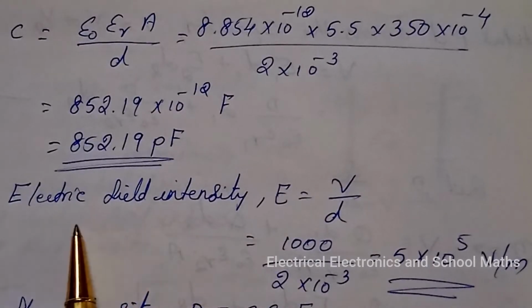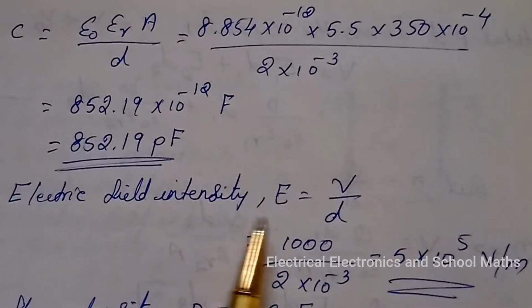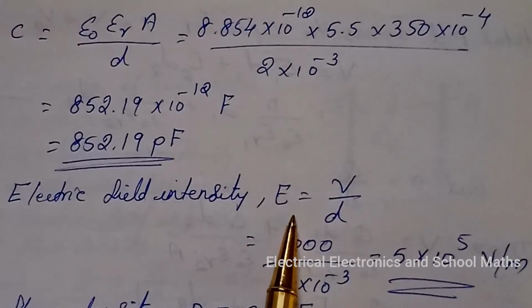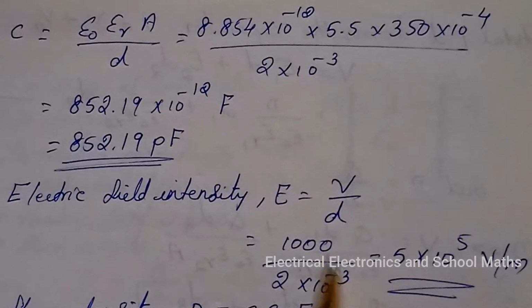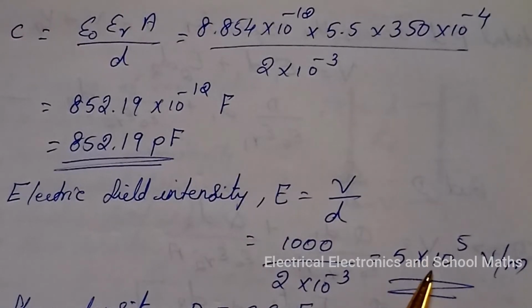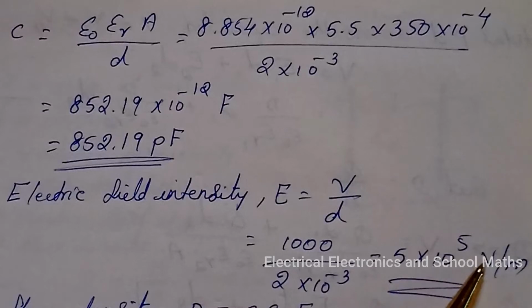Next question is to find the electric field intensity denoted by the letter E equal to V by D. Voltage is given and the thickness is also given, and we get 1000 by 2 into 10 raised to minus 3 as 5 into 10 raised to 5 volt per meter. The unit is very important in all the cases.